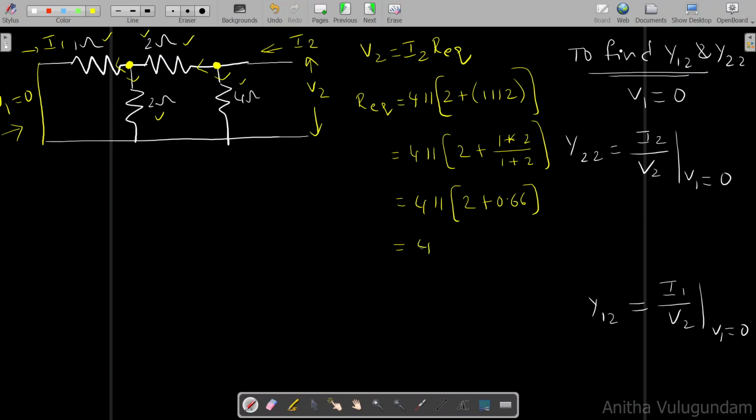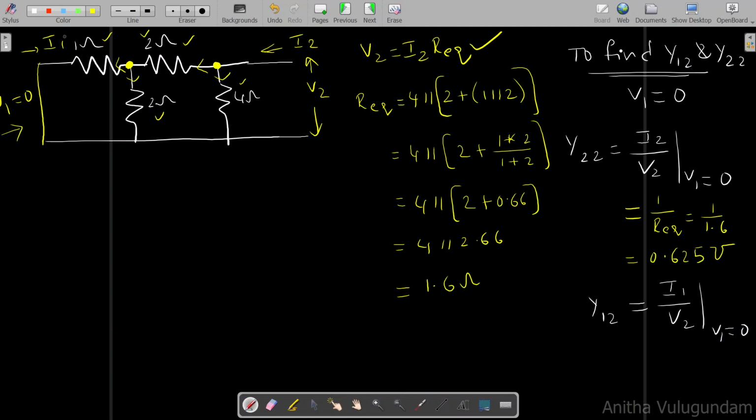So 4 parallel to 2.66, that is 4 into 2.66 by 4 plus 2.66. If you do so, you'll get the answer 1.6 ohm. By substituting this value in this equation, we can write I2 by V2 equal to 1 by R equivalent, which is equal to 1 by 1.6, which is equal to 0.625 mho.